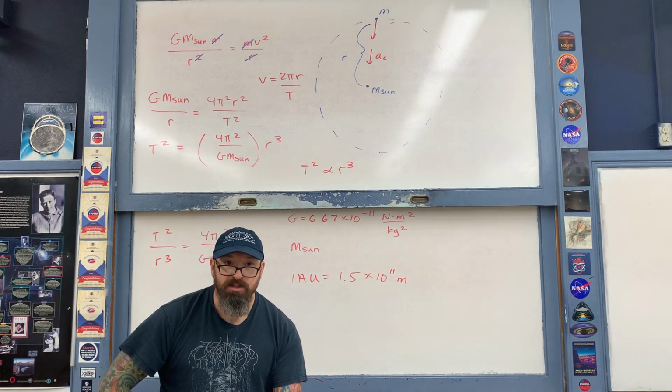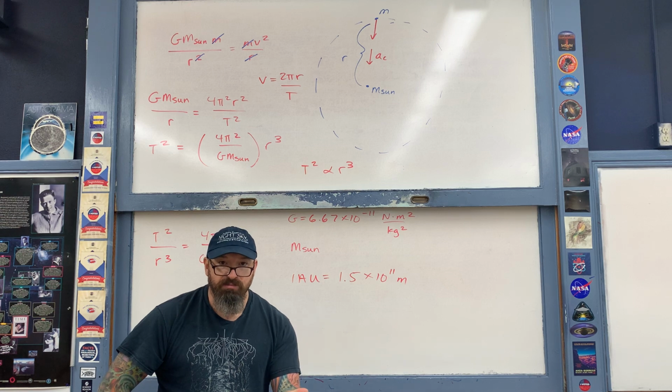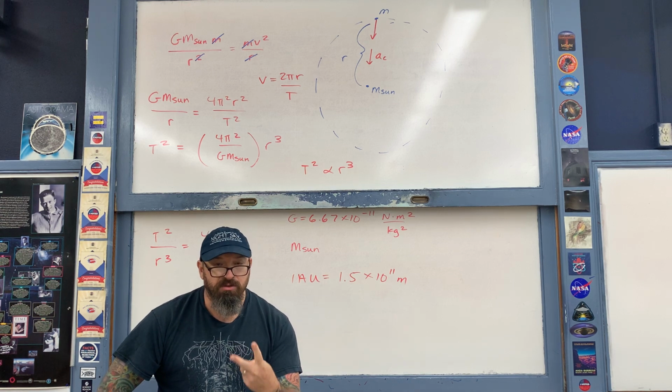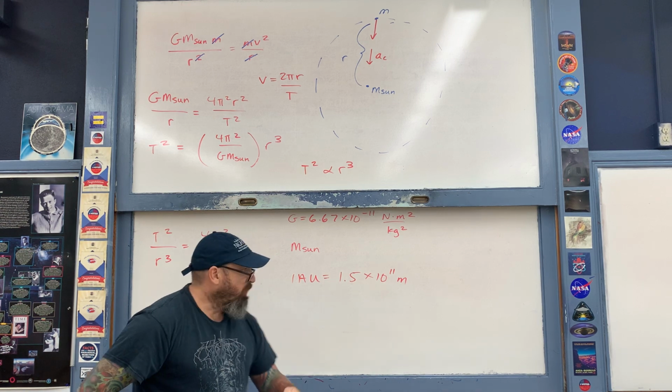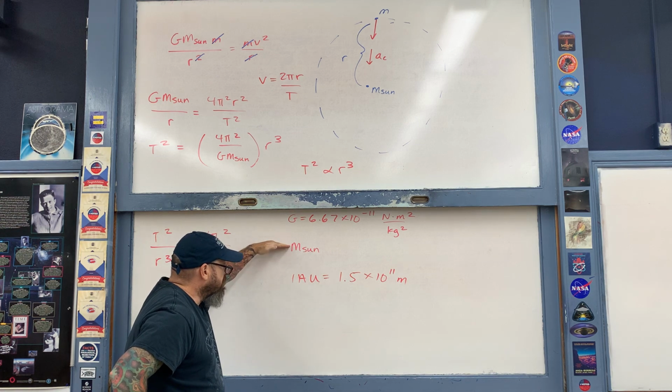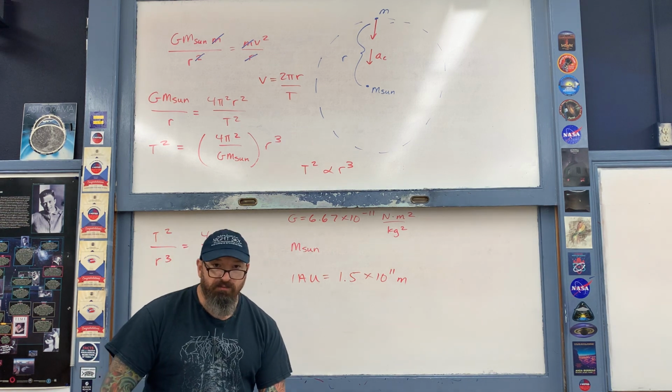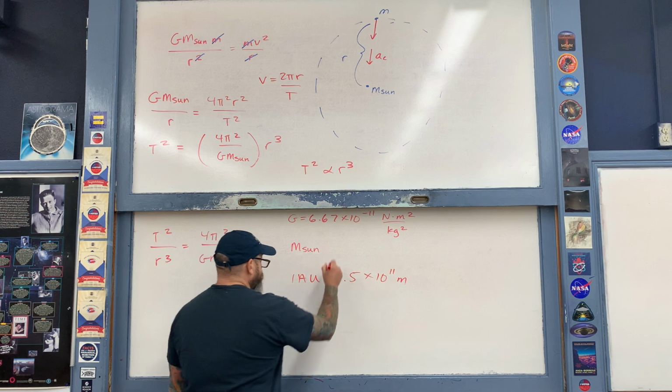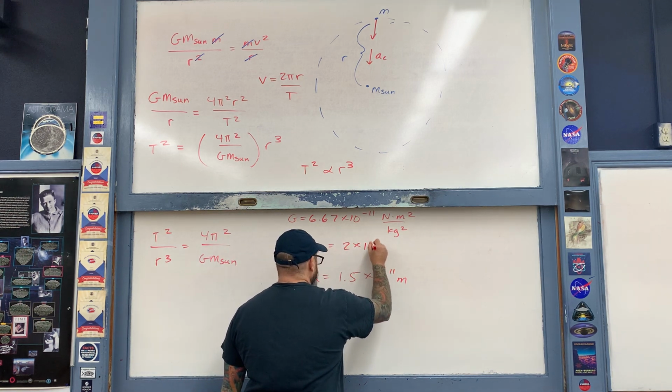So that's how we know the distance from the Earth to the Sun. It was first measured in the 18th century during 2 transits of Venus. Once we know this number, we can then determine the mass of the Sun using the law of universal gravitation. The mass of the Sun is 2 times 10 to the 30th kilograms.